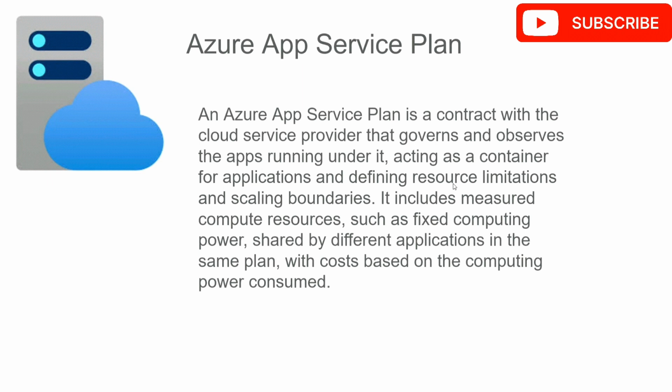All the apps that run under App Services are governed by a contract with the cloud service provider known as the App Service Plan. It includes measured compute resources such as fixed computing power shared by different applications in the same plan, with the cost based on the computing power consumed.